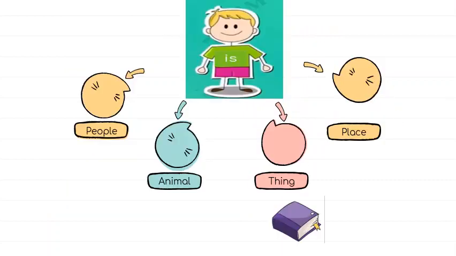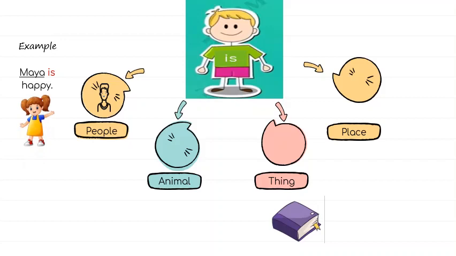Now, is not shy like am. It has many friends. Let's check out the friends of is. So it can be people. For example, let's read. Maya is happy. Maya is a person and it's only one. So we can use is with it.